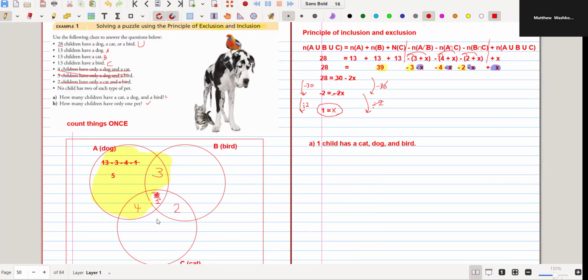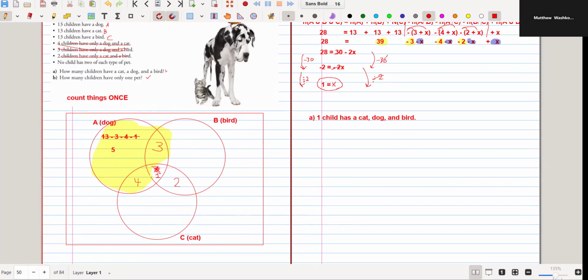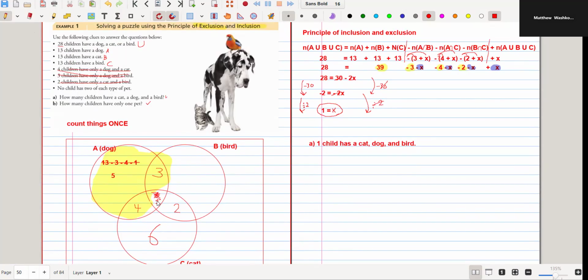I do the same thing for bird and cat. So pause the video, do these 2. I'll have 6 children have a cat, because it's 13 minus 7. And then I'll have, so 13 minus 6, I'll have 7 here.